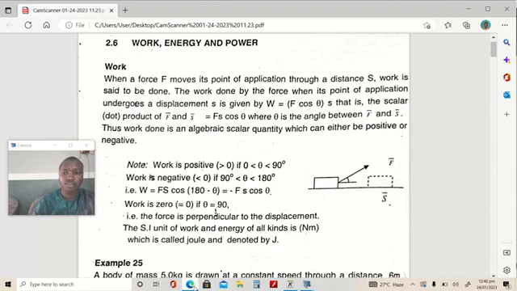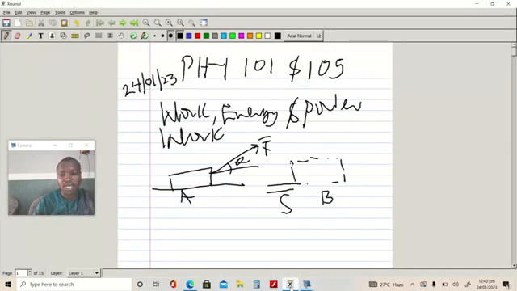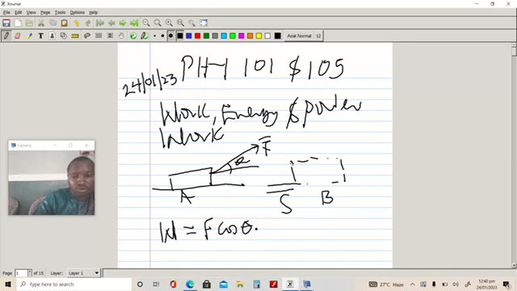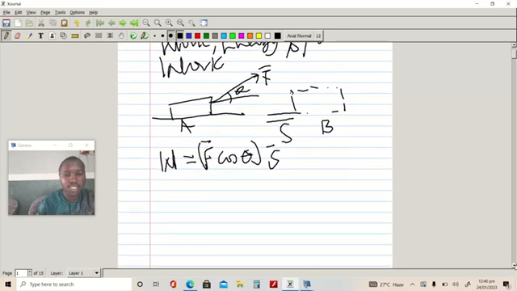The work done by the force when its point of application undergoes a displacement is given by work, which is equal to F cos theta into brackets S, where S is the displacement. So work done is the algebraic scalar quantity which can either be positive or negative.